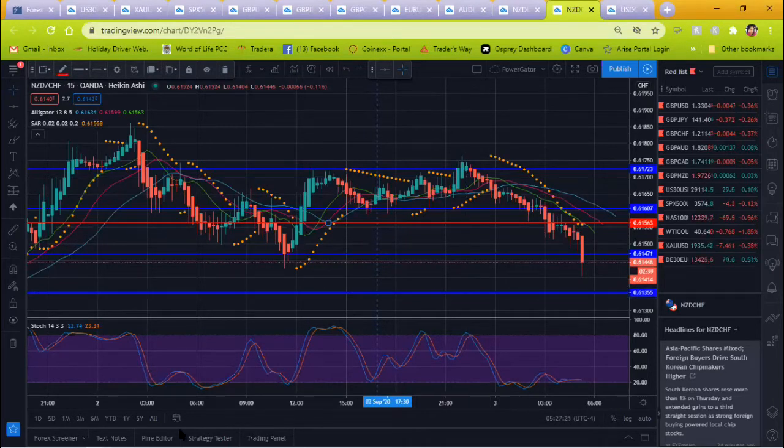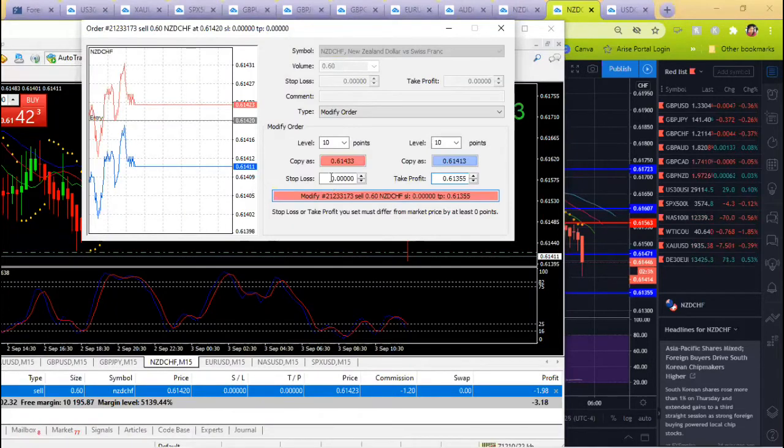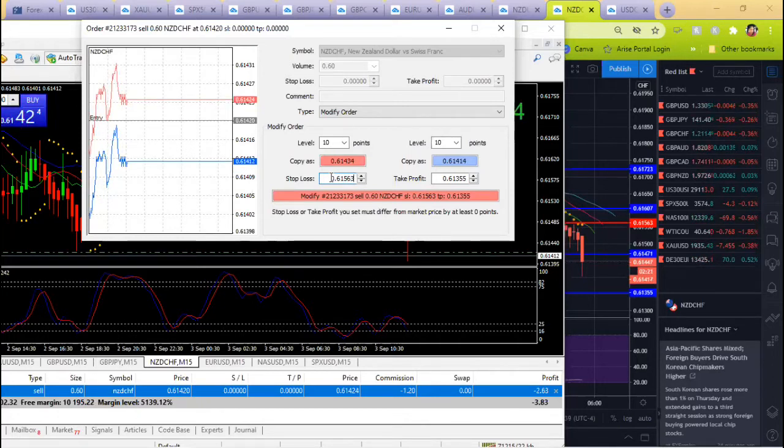Okay, so when we enter our information into our stop loss, come over here. Don't forget to press your decimal point. 61563. So again, that is decimal point 61563. Come right here and say modify the order.